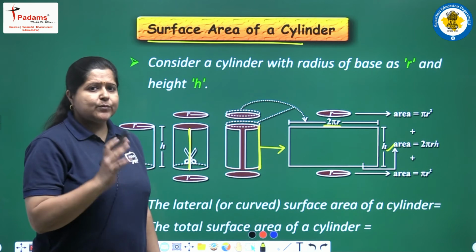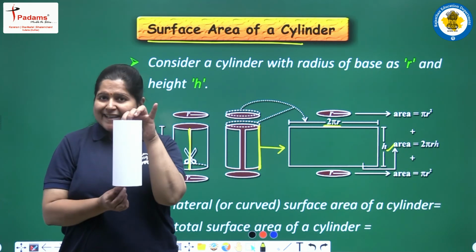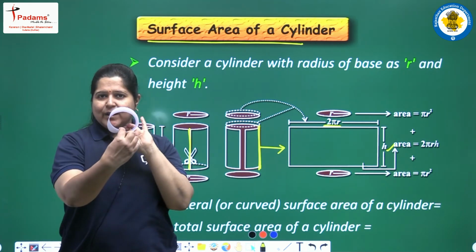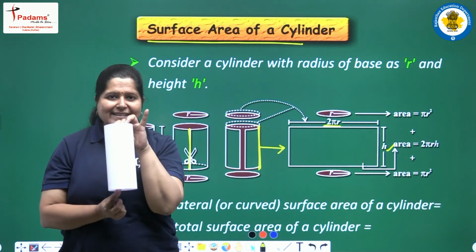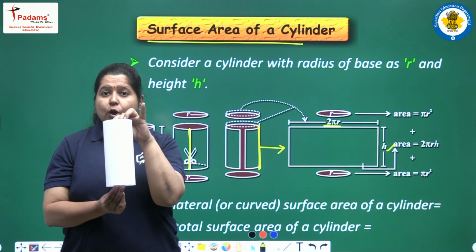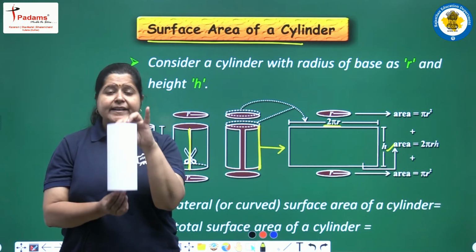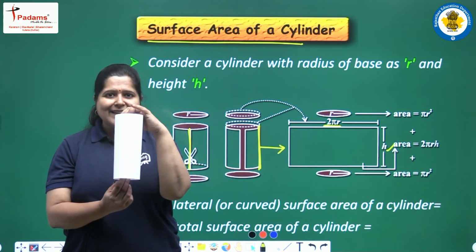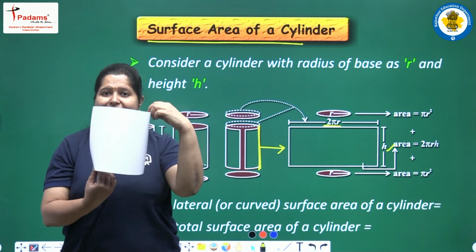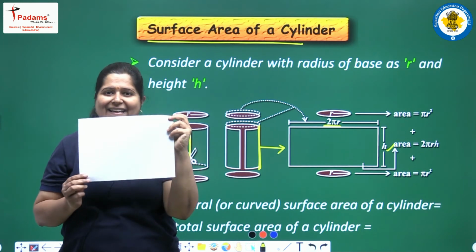Let us visualize it with the help of one paper. We take this cylinder. You can see it has one circular end here and one circular end here. You can see this is a cylinder. Now if we cut along the length of this cylinder, along the height of this cylinder, then as we cut it, it will open up and become a rectangle.